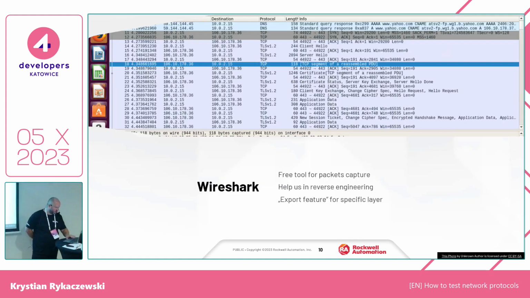So what we need: Wireshark, of course. Most probably you heard about this. It's a free open source tool which we can download, or in Kali Linux it is available from the beginning. We can use it, record the traffic, look for the specific layer, and just try to take this data and understand the logic. And this is something that I will use very often, the export feature.